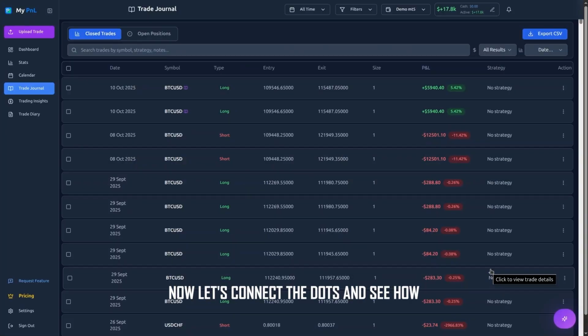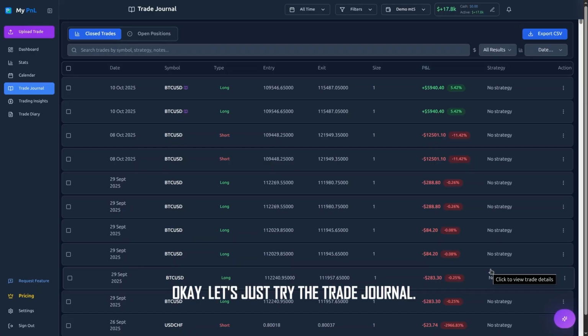Now let's connect the dots and see how the trade journal, trade diary, and trading insights work together to create a powerful feedback loop. It starts when you review a trade in your trade journal. Here you don't just log the price and PNL, you tag your psychology, were you happy or neutral? You note the market condition and your confidence level. Most importantly, you log any mistakes made or rules followed.